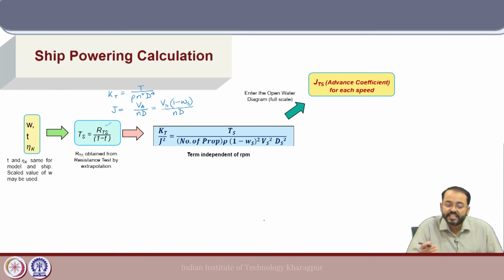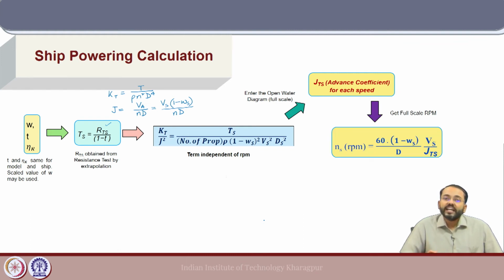So, we name it JTS, which is the advance coefficient in the full scale, that is why S is used for the full scale ship for a particular speed. Now, for that advance coefficient, we can calculate the RPM. For any speed, once we enter the open water diagram with kT by J square, we can calculate the corresponding J, and from J we can calculate the RPM.